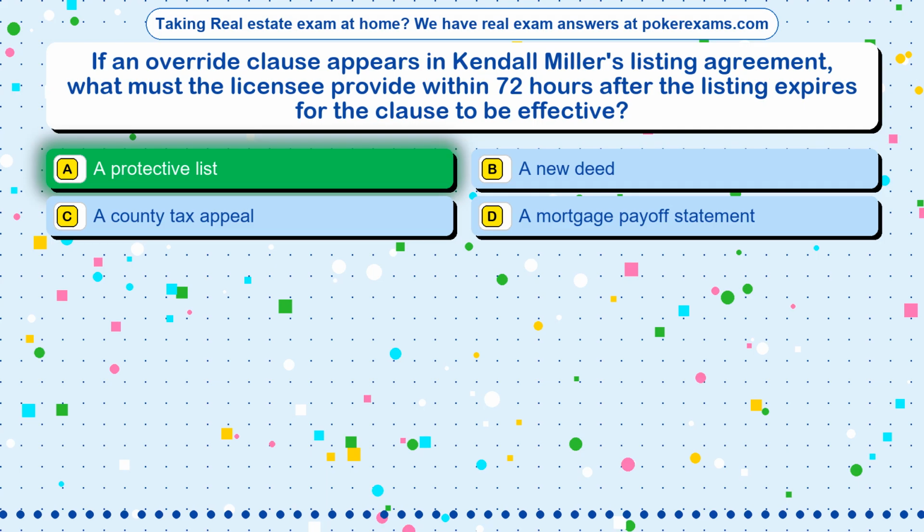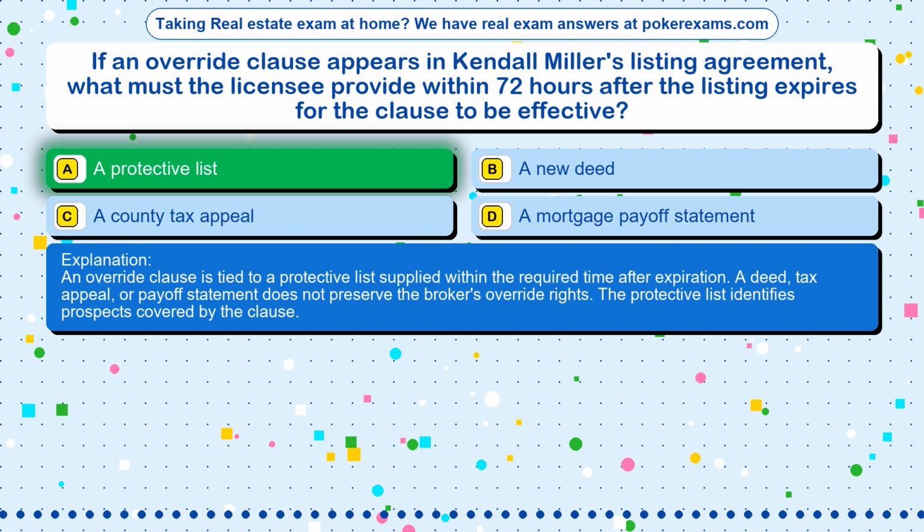The correct answer is option A. A protective list. An override clause is tied to a protective list supplied within the required time after expiration. A deed, tax appeal, or payoff statement does not preserve the broker's override rights. The protective list identifies prospects covered by the clause.